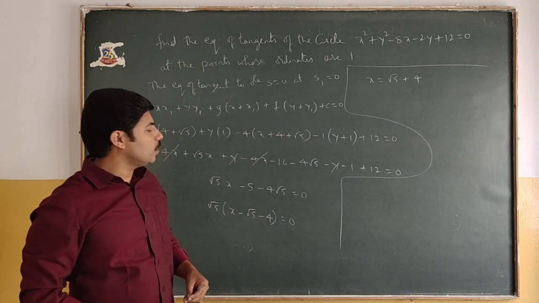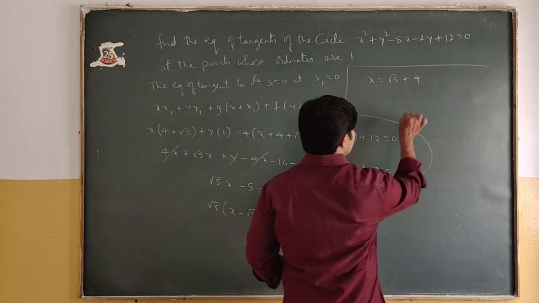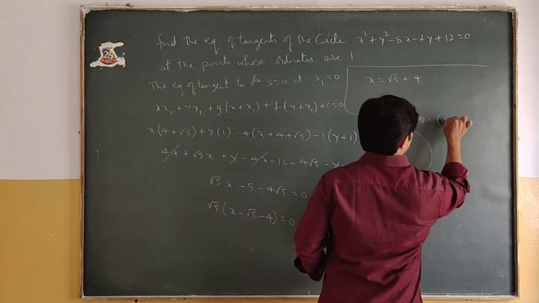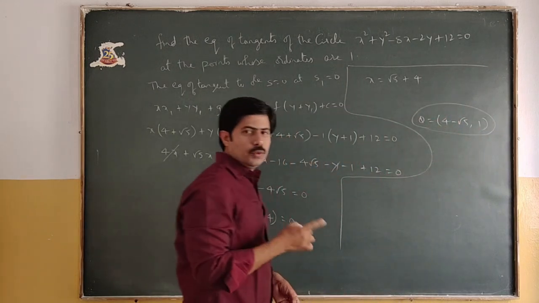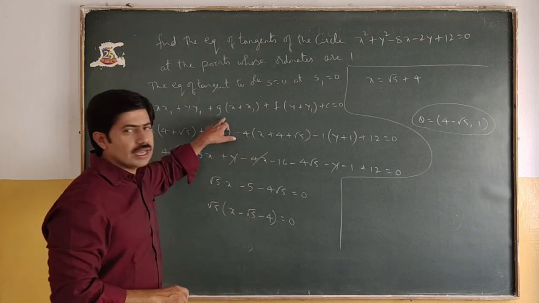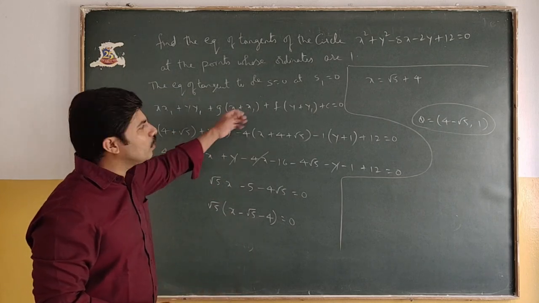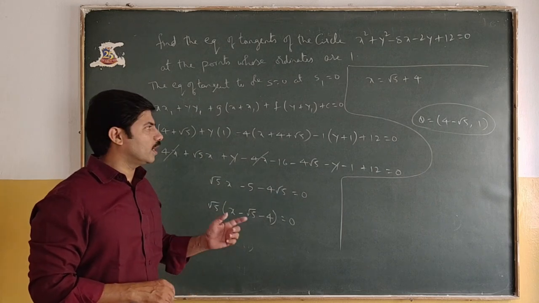Okay, after that, you have one more point. What is that other point? You have Q. What is Q? We have 4 minus root 5 comma 1. So with this point, you try to find the equation of tangent using S1 is equal to 0. You get the second equation. So this is a problem for you. Okay, you try that one.